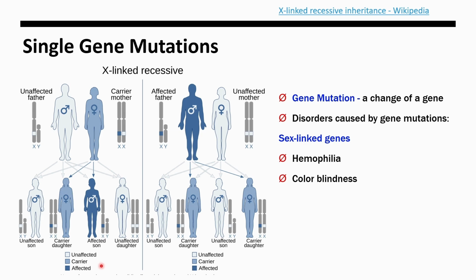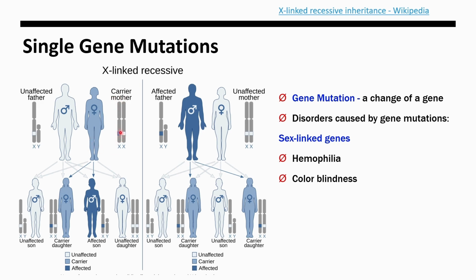So the boys, since they have only 1 X chromosome, will get the disease. But in girls, in order to get the disease, they need to have 2 copies of the gene. So if you look at this example, the father is healthy and the mother is a carrier.